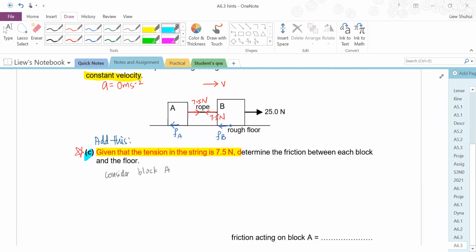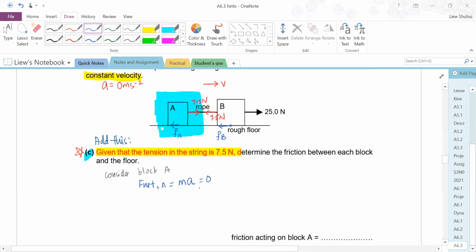When you consider block A, the forces acting on block A in a horizontal direction over here should be balanced, right? Because F net on A equals ma, but acceleration equals 0 in this case. So F net equals 0 newtons. If that's the case, then what can you say about the leftward force and rightward force, and therefore conclude what is FA?